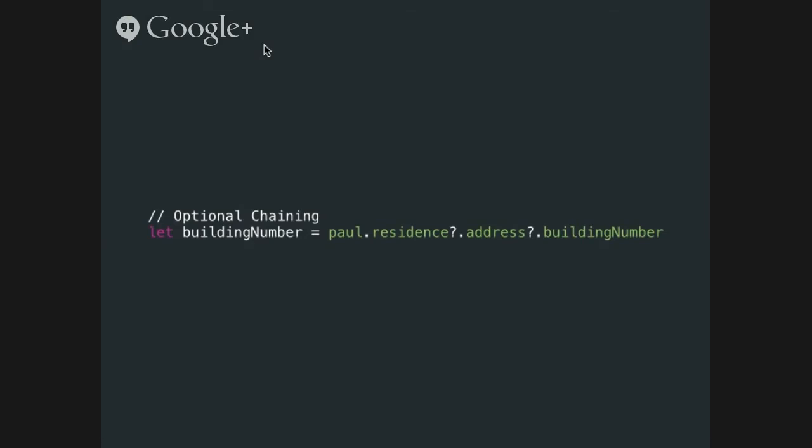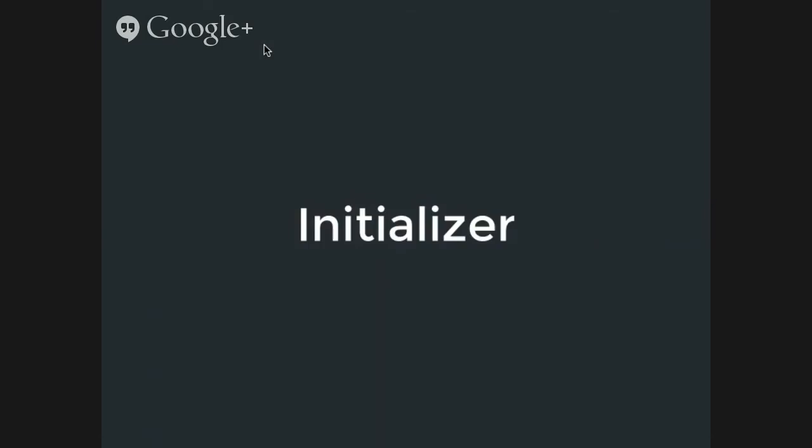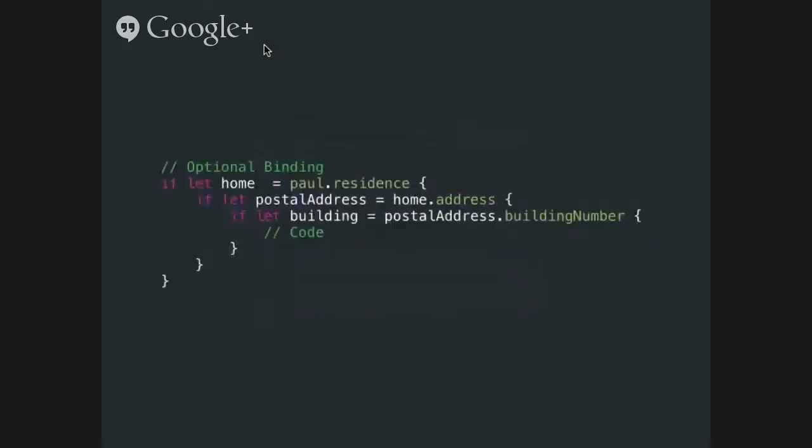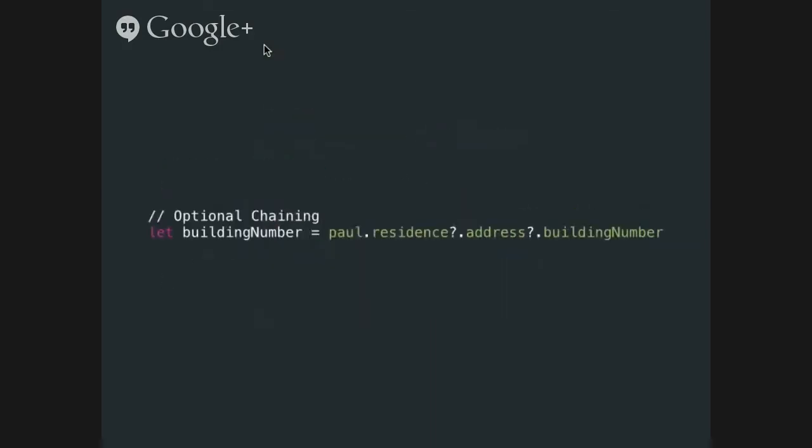It's called optional chaining. In optional chaining, you can get this value here. Again, this will be an optional, right? You can combine it just like this: Paul.residence, question mark, then dot, then address, dot building number. Now, this gives the same result as the previous code. Syntactically it's cleaner, but when it creates actual code, both generate the same thing, right? So this is called optional chaining.